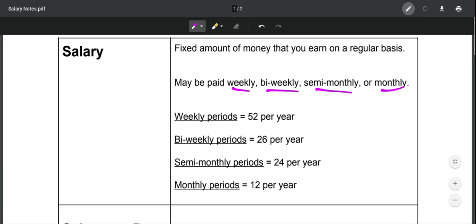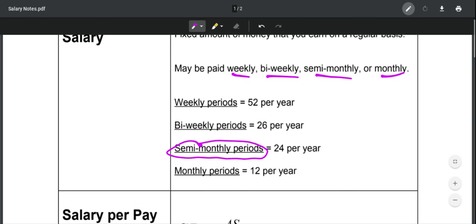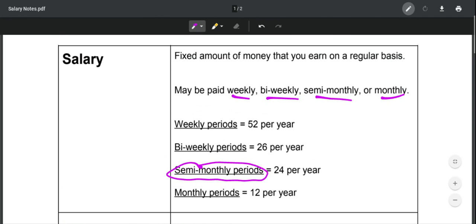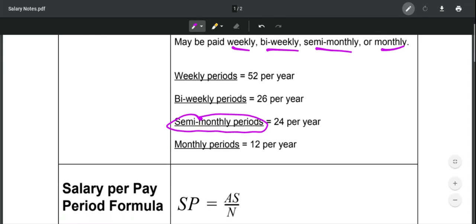So for instance, I get paid twice a month. So I get paid semi-monthly. That's just an example. Sometimes you get paid weekly. Sometimes it's bi-weekly. Actually, I told you wrong. I get paid... Yeah, I told you right.